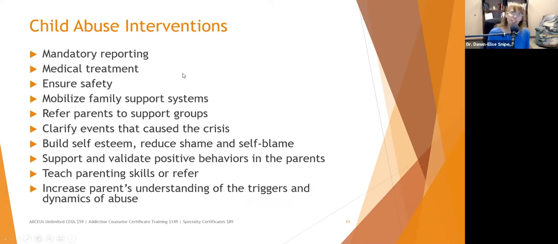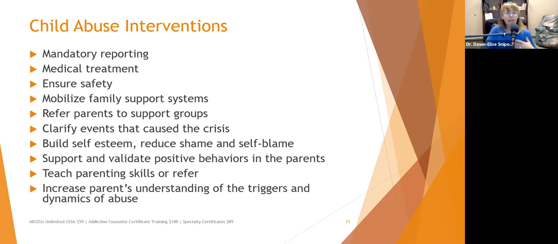So what do you do? Well, the first thing is mandatory reporting. In every state, abuse reporting is mandatory, and to the best of my knowledge, abuse reporting for children and elders or disabled adults is mandatory in every state. So mandatory reporting, medical treatment, ensure safety. That's with domestic violence, that's with child abuse, and that's with elder abuse. Mobilize family support systems to get the caregiver the support they may need in order to diffuse this situation. Refer parents to support groups and clarify events that caused the crisis.